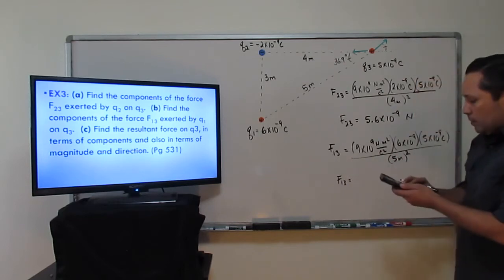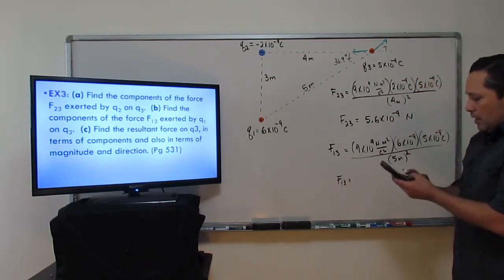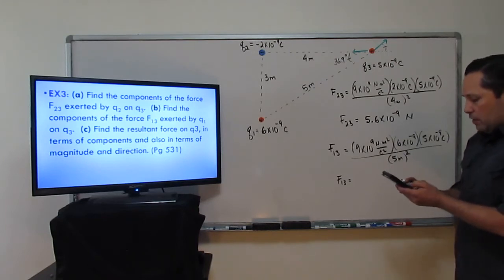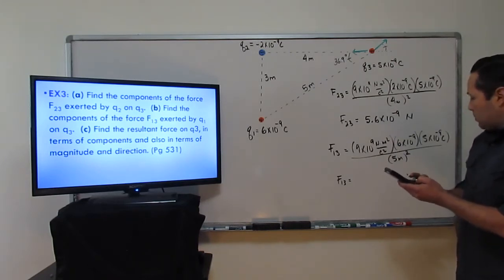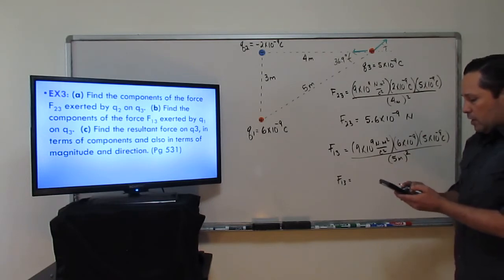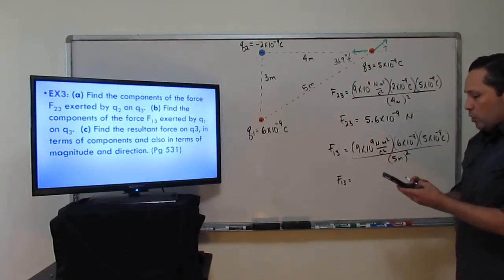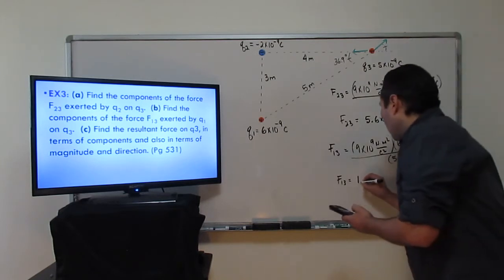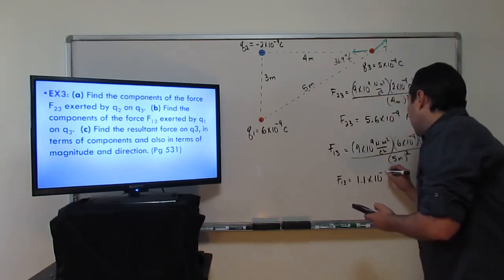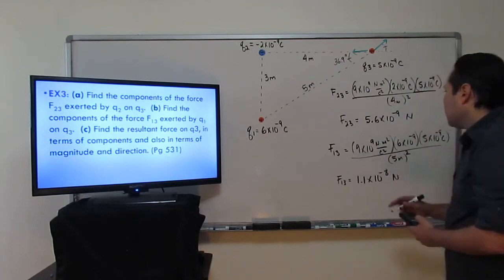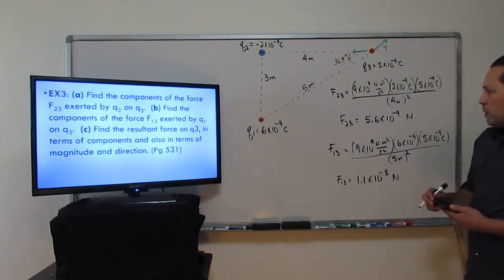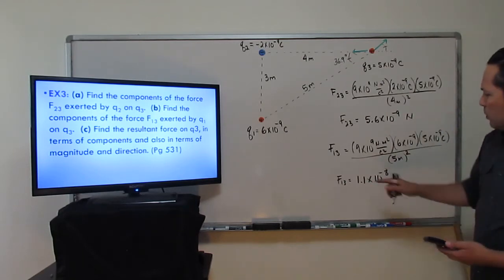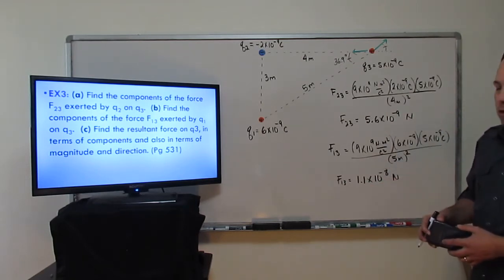Alright, so our answer is going to be as follows. It's going to be 9 times 10 to the 9 times 6 times 10 to the negative 9 multiplied times 5 times 10 to the negative 9 divided by 25, which is 5 squared, gives us our answer. It is 1.1 times 10 to the negative 8 newtons. Alright, so we can compare them a little bit better. I can also move that over and make it 11 times 10 to the negative 9, but we're just going to go ahead and leave it as such.